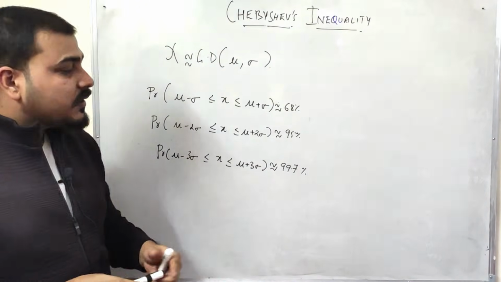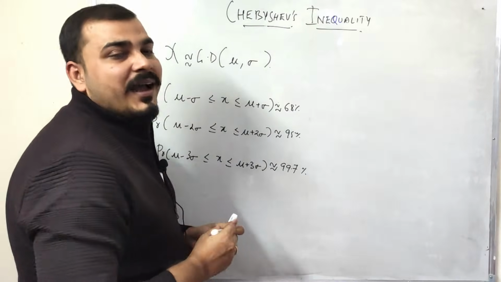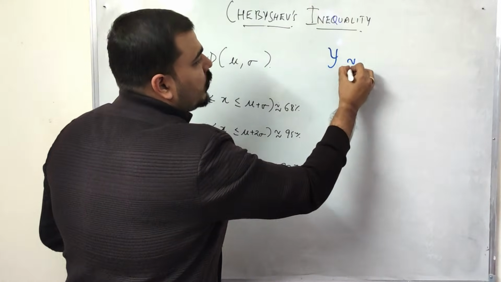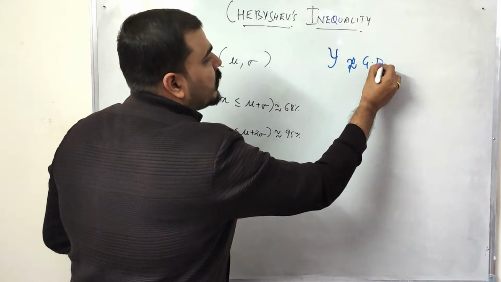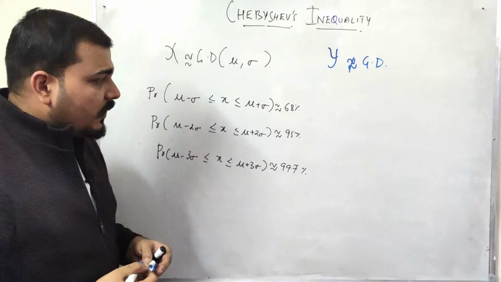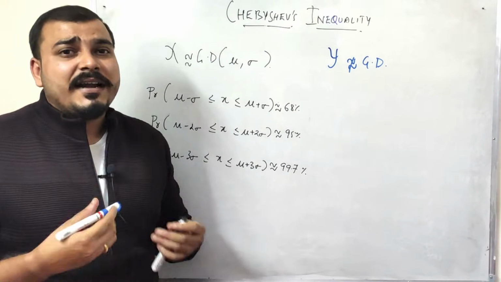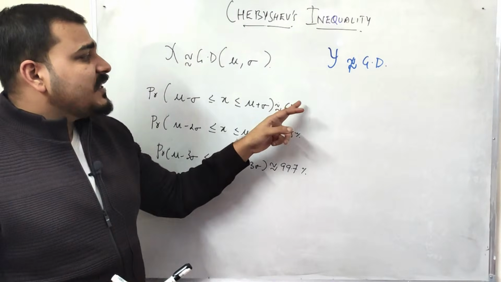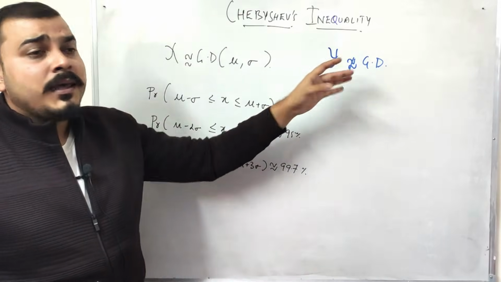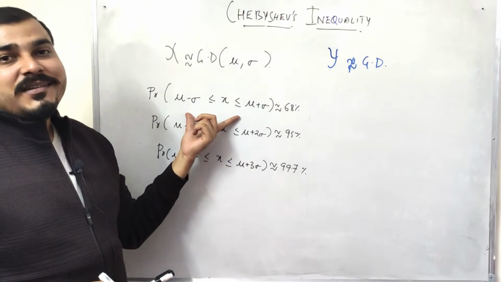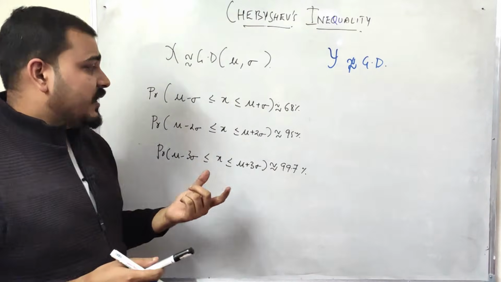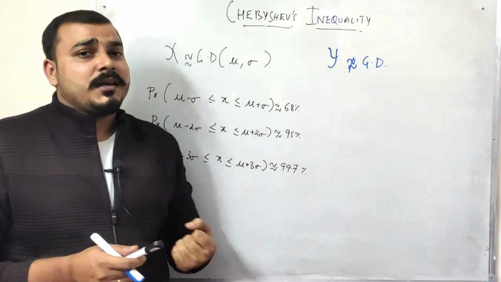Now let us consider, suppose I have another random variable y, and this does not follow a Gaussian distribution. If it does not follow a Gaussian distribution, can we find a way to say what percentage of the data points belonging to y will fall within the first range of standard deviation? Similarly, can we find out this particular information?